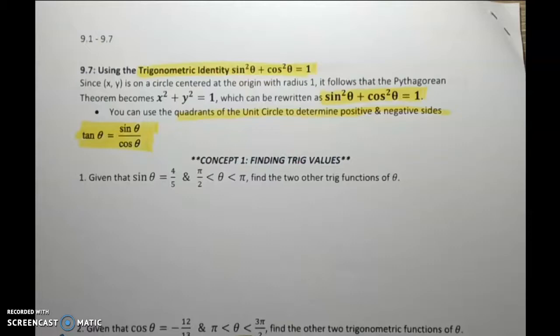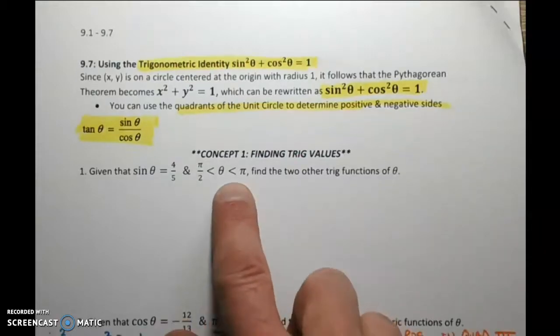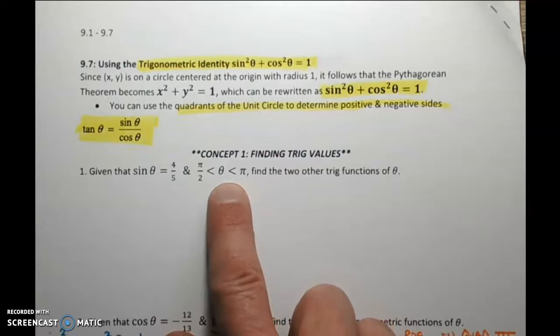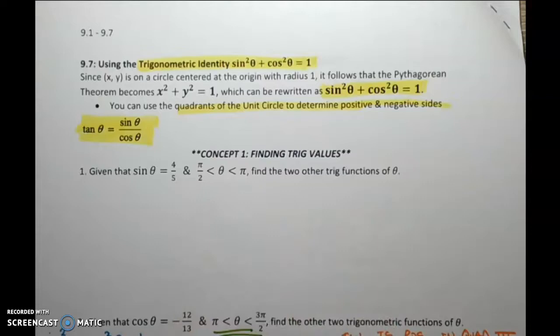So, given that sine theta equals 4/5 and pi over 2 is less than theta, which is less than pi, which is in between basically 90 and 180 degrees, or quadrant number 2. It says find the two other trig identities. Okay, so we have sine, we've got to find cosine and tangent.